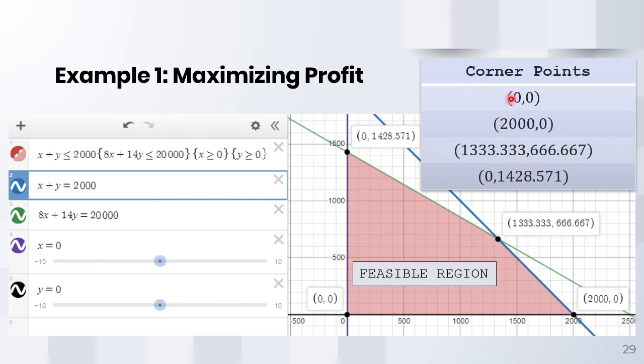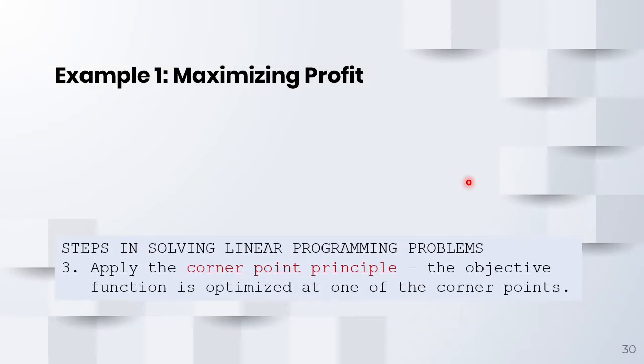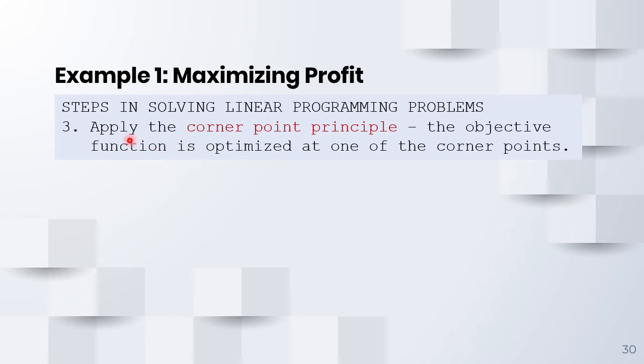After identifying the corner points, the next step is to apply the corner point principle. Okay, what is this corner point principle? The corner point principle states that the objective function is optimized at one of the corner points.